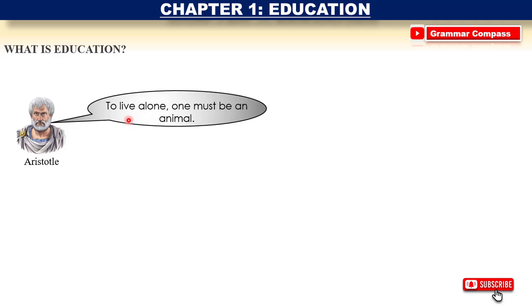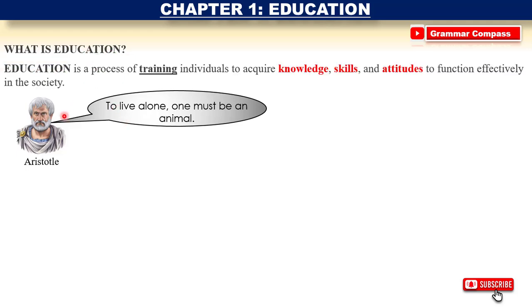And what is going to help us to achieve all of that? That is education. So we can define education as a process of training individuals to acquire knowledge, skills, and attitudes to function effectively in the society. Education teaches us the knowledge, skills, values, and attitudes needed to live well with others.